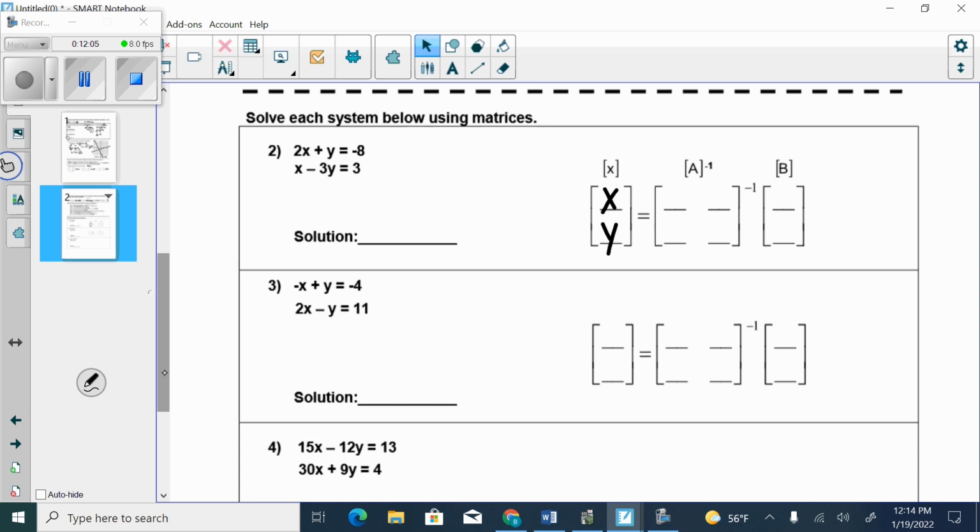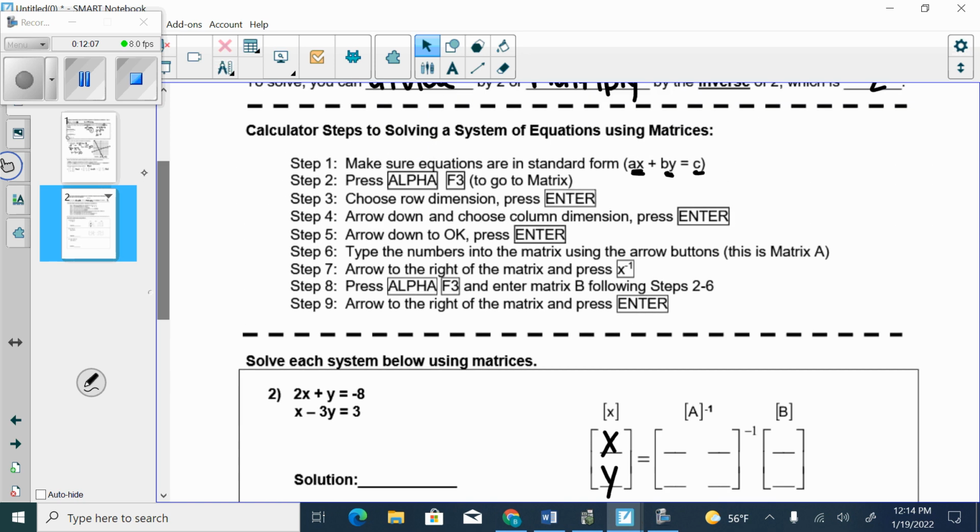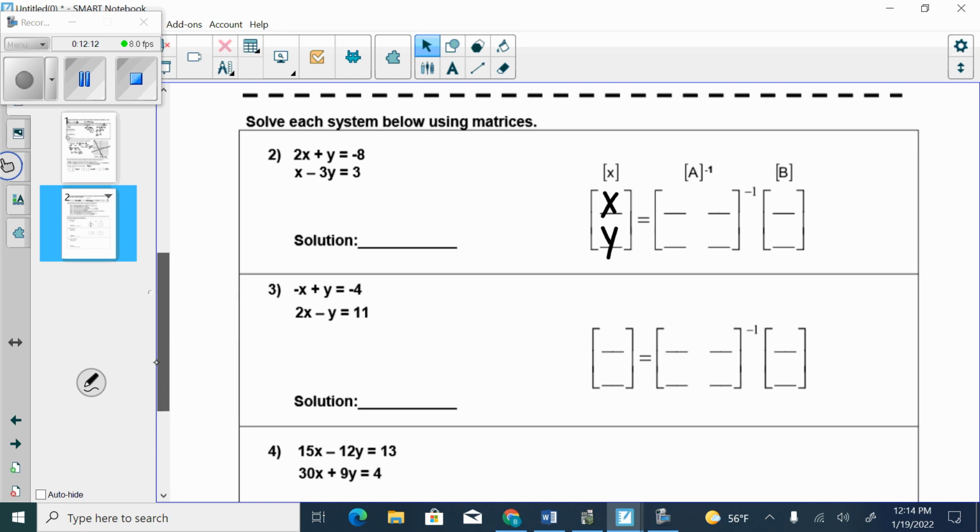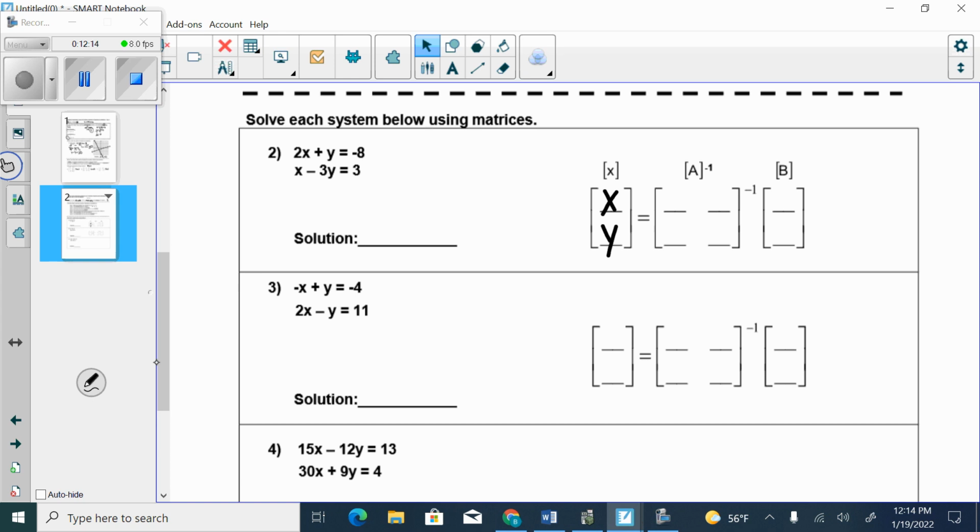So they said that we needed it in this form: x, y equals a constant. So is this x, y equals a constant here? X, y equals a constant, yeah. The next one, x, y equals a constant. Okay, so it's in the right order. So we can move forward.